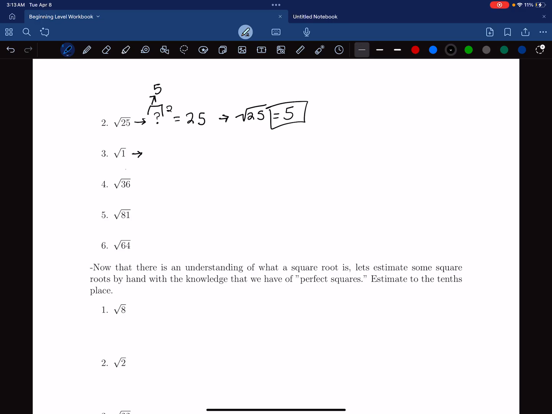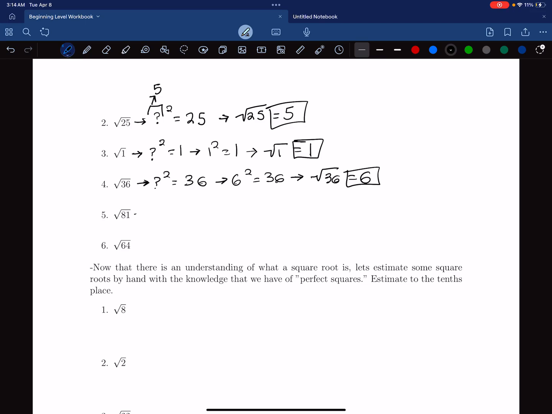To find out what the square root of 1 is, we have to think, what squared equals 1? If you're thinking 1 squared equals 1, you are correct. So since 1 squared equals 1, the square root of 1 is 1. Now the square root of 36. We have to think, what squared equals 36? That is 6 squared, because 6 times 6 is 36. So the square root of 36 equals 6.